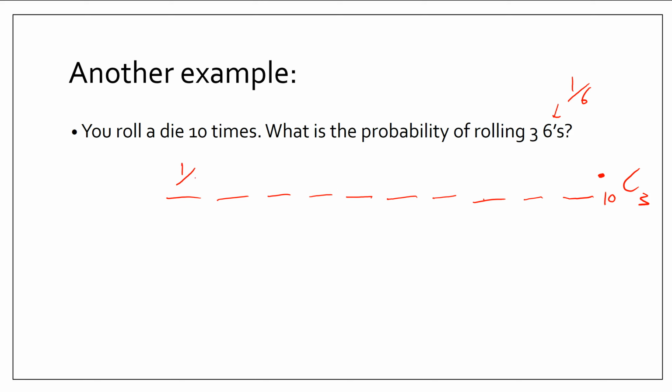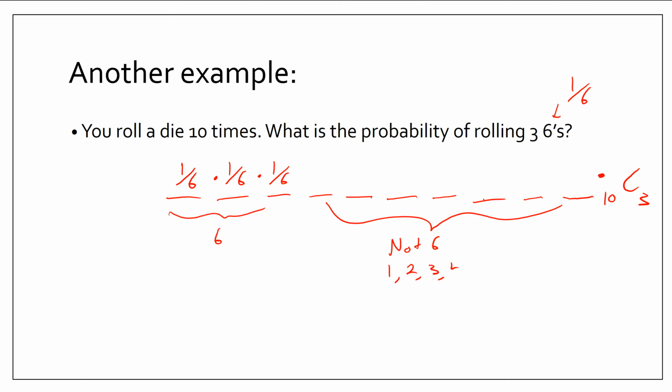Now, here's the other issue. I know that 3 of these slots need to have 6's in them. And I'll just put them in the first 3 because this combination is going to take care of all the other different possibilities for where I could put them. But what's going to happen in the other 7 slots? Well, if these 3 slots are 6's, these other slots are not 6's, right? If I'm only rolling 3 6's, all of these other ones have to be not 6's. In other words, I need a 1, a 2, a 3, a 4, or a 5 in all of these other slots. In other words, 5 out of 6 for all of these other slots.